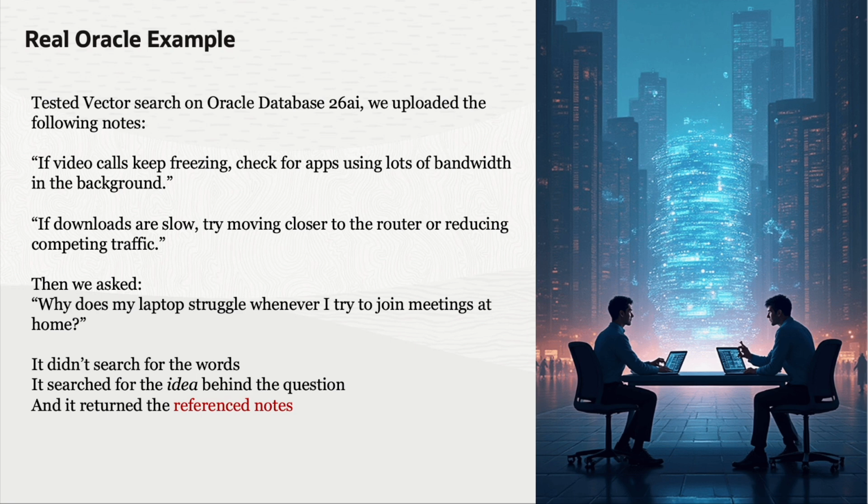A traditional keyword search would simply miss the connection. Vector search instead looks at the context of the question. It finds notes that relate to the same problem, even when the language is completely different. So instead of returning nothing, it brought back the two notes related to the issue. And this is the gap vector search fills. It links ideas that ordinary text searches can't.